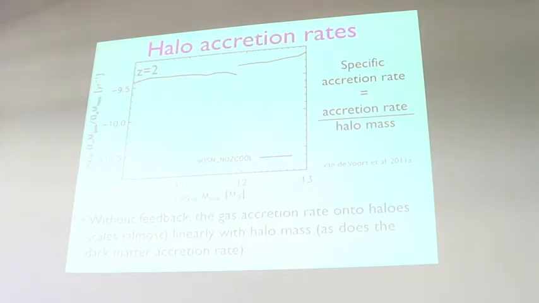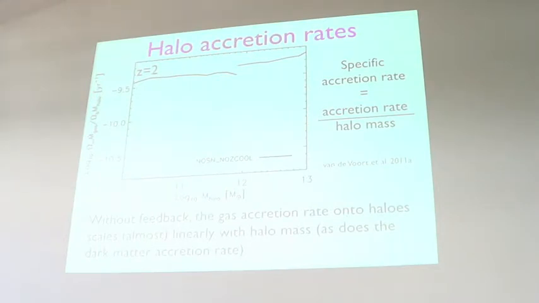So that's just to set the stage of what these simulations look like, because I'm here really to talk about accretion rates. I'm plotting the specific gas accretion rates as a function of halo mass. This just means that I took the accretion rate and divided by halo mass to scale out the linear dependence. This is a simulation without any type of feedback, and you can see that it's almost linear.